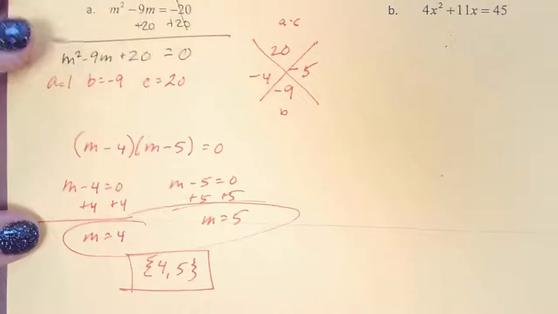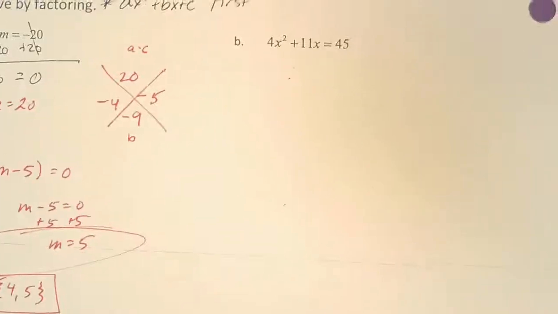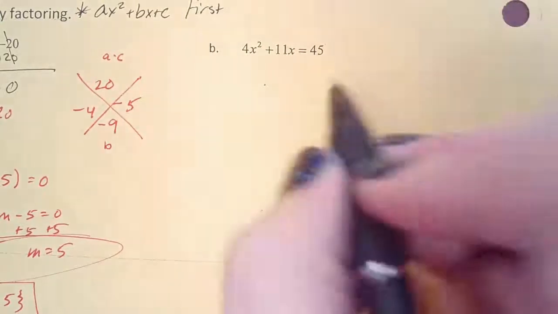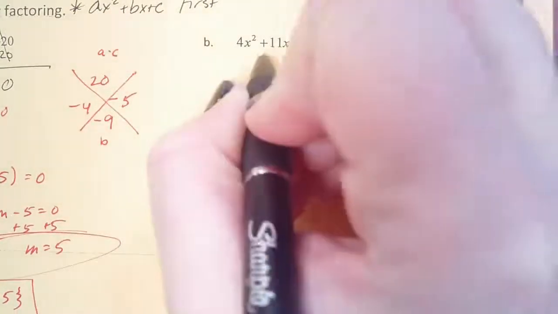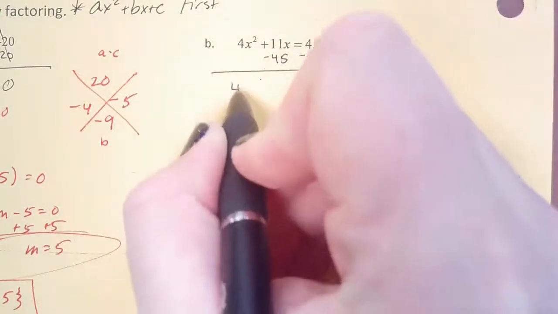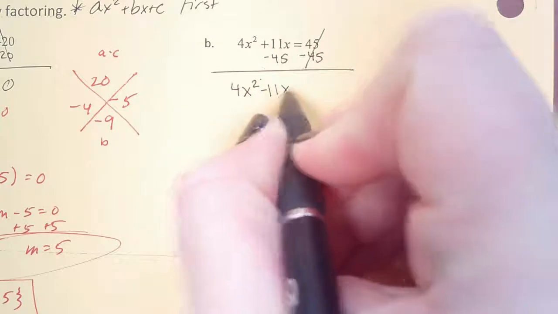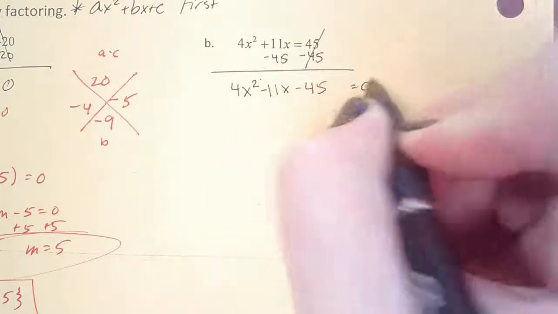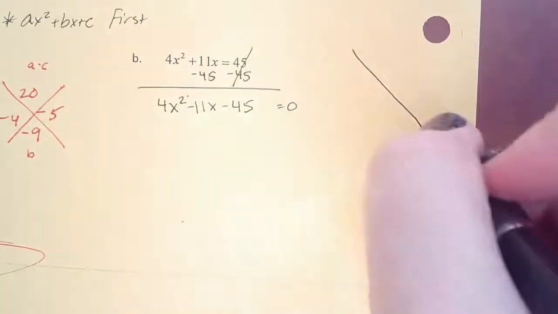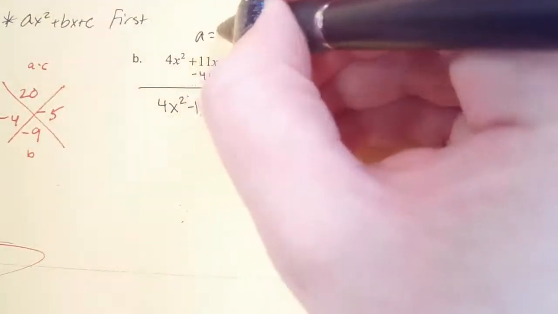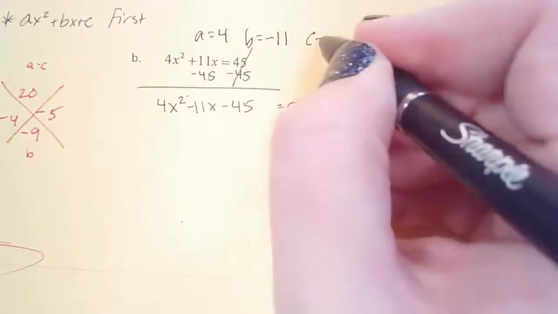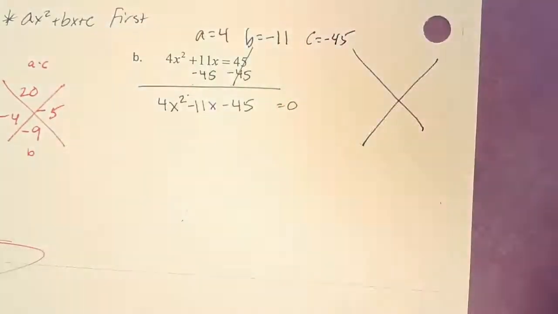Last one. I want to get this 45 to the left. It's positive, so I move it to the left through subtraction. On the right, they cancel, so it's 4x squared minus 11x minus 45 equals 0. I'm going to build the x. A equals 4, B equals negative 11, don't forget the sign in front of it, C equals negative 45. So we're going to get some bigger numbers this time.